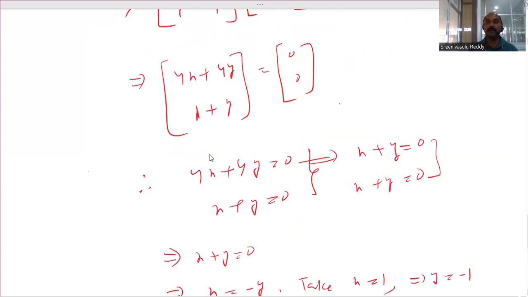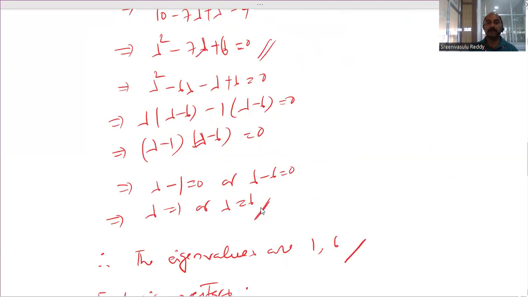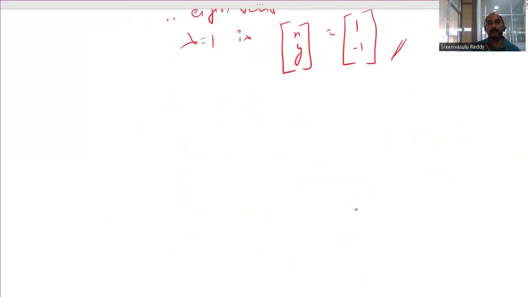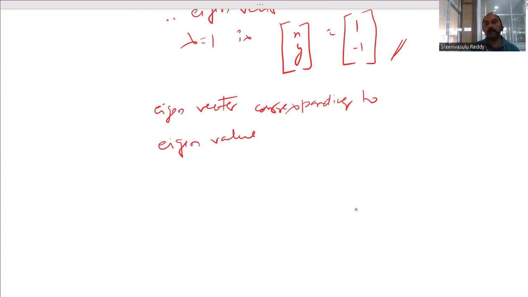Next eigenvalue is 6. Now find the eigenvector corresponding to eigenvalue lambda equal to 6.